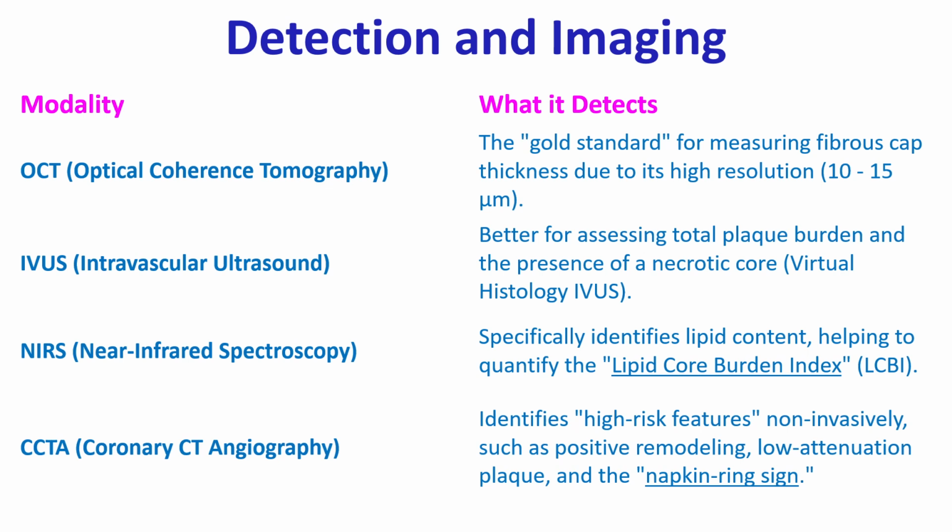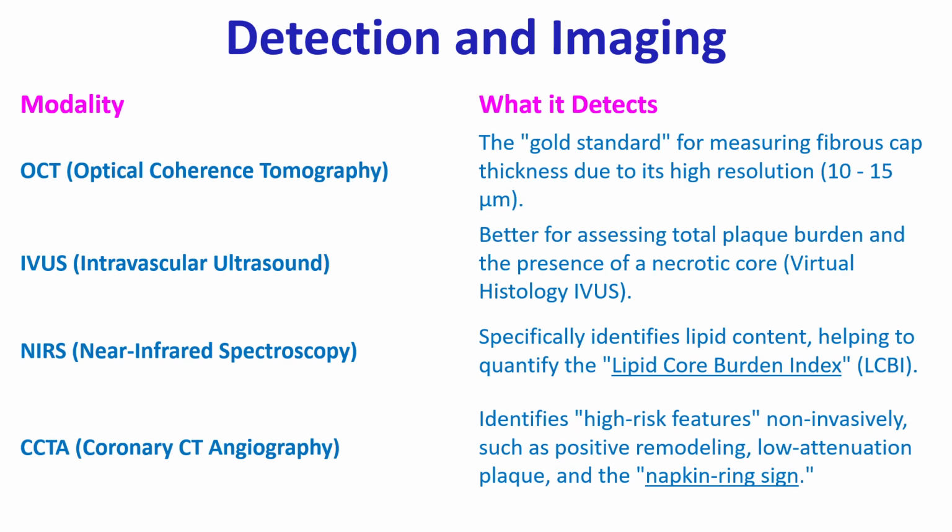Optical coherence tomography, or OCT, is the gold standard for measuring fibrous cap thickness due to its high resolution, 10 to 15 micrometers. Intravascular ultrasound, or IVUS, is better for assessing total plaque burden and the presence of a necrotic core, that is virtual histology IVUS. Near infrared spectroscopy, NIRS, specifically identifies lipid content, helping to quantify the lipid core burden index.